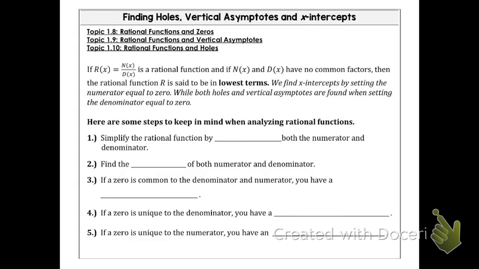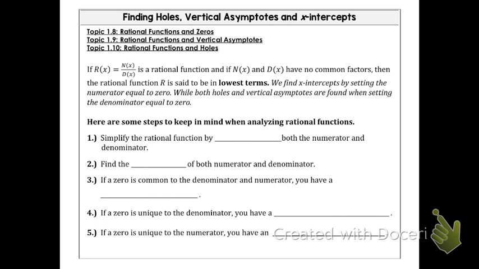All right, finding holes, vertical asymptotes, and x-intercepts. All right, it tells us here, if r of x is equal to n of x over d of x is a rational function, and if n of x and d of x have no common factors, then the rational function r is said to be in lowest terms. We find x-intercepts. All right, so let me start there first. We're going to factor it out and make sure that nothing can cancel. We want it to be in lowest terms. Then we find the x-intercepts by setting the numerator equal to 0, while both holes and vertical asymptotes are going to be found when setting the denominator equal to 0.